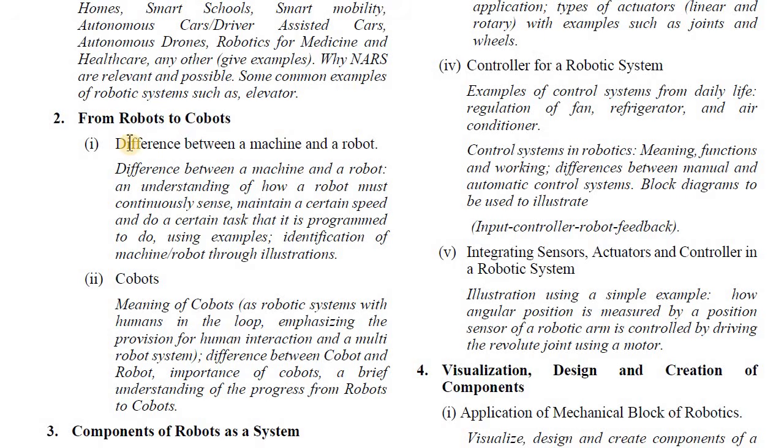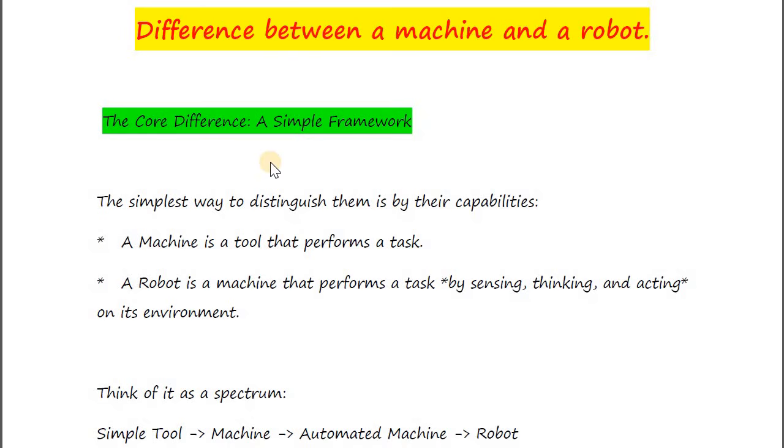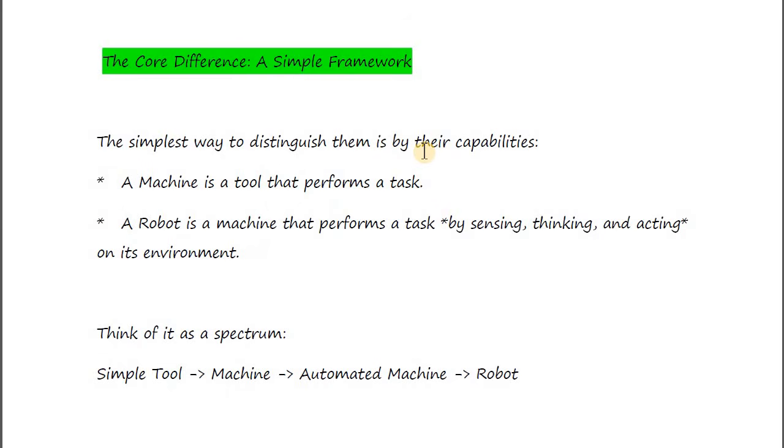Now the very first thing that this video will cover is the difference between a machine and a robot. Okay, so what's the difference between a machine and robot? It's quite interesting. Let's find out. So the first thing we will consider is the core difference between them. Now you see, the simplest way to distinguish these two is through their capabilities.